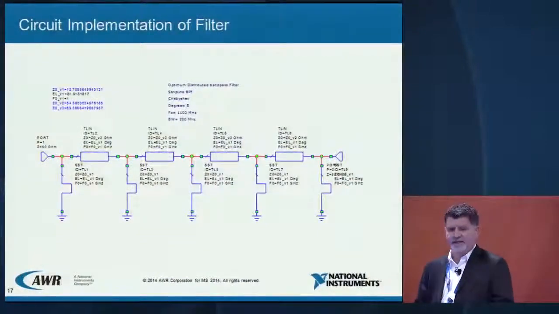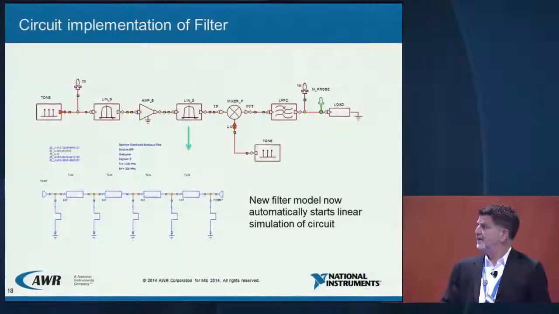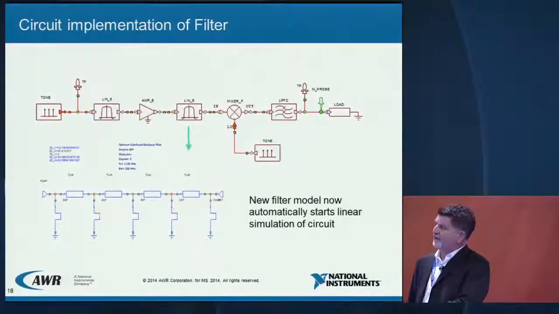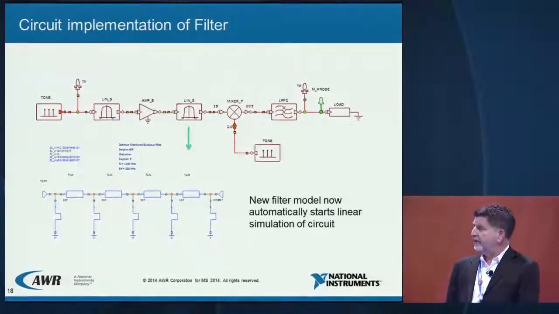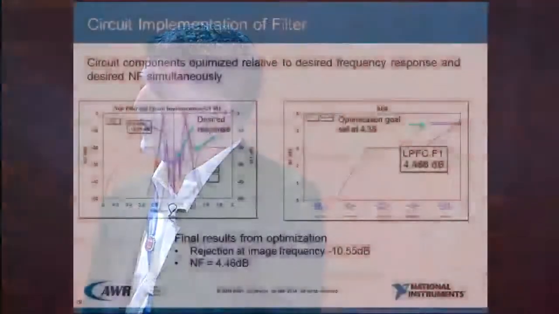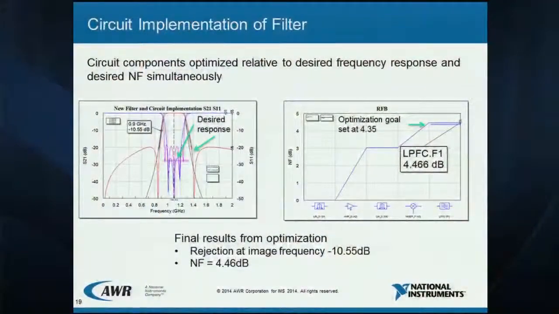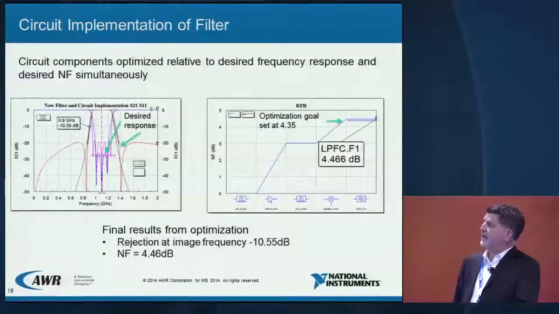Now we're going to another level, co-simulation with a circuit simulation tool. And then we replaced that filter, which was represented by Touchstone, with an actual implementation. We'll run the simulation again and look at the resulting noise figure. And now we see here that the resulting noise figure calculated is 4.46 dB.